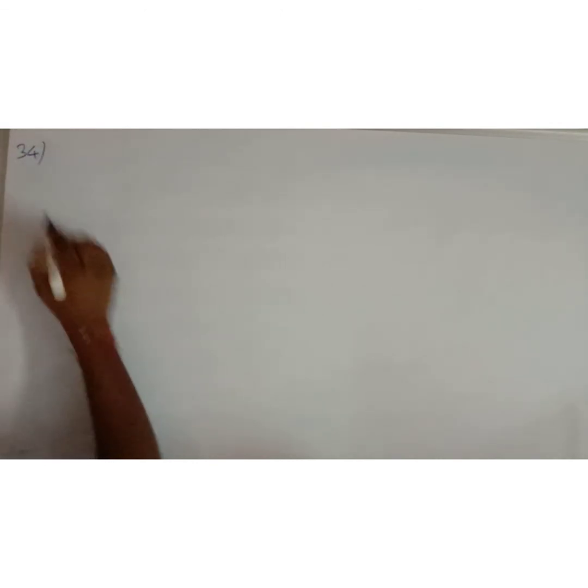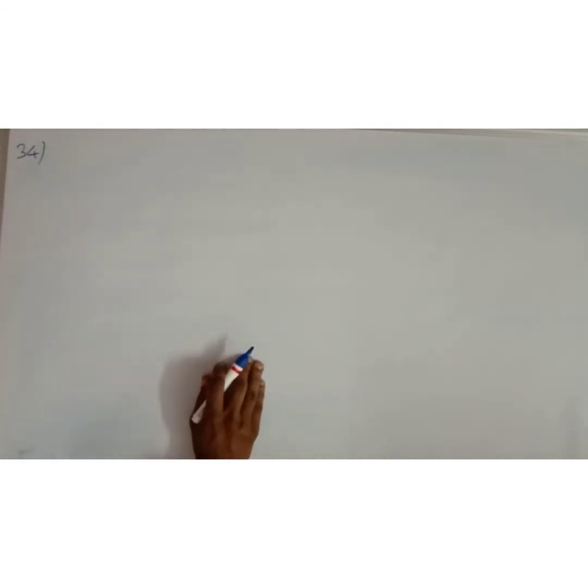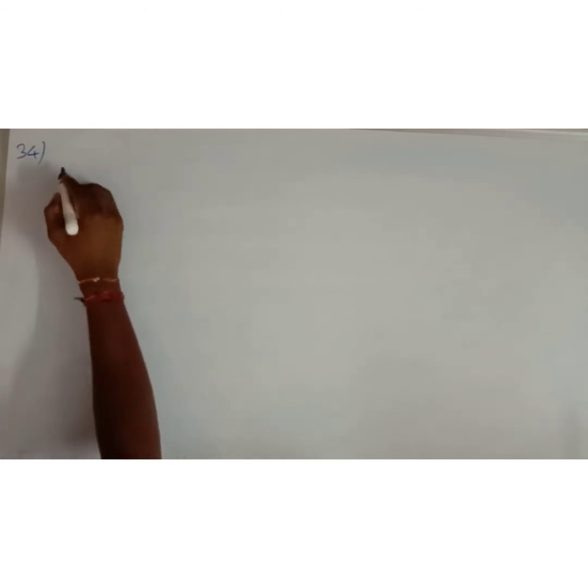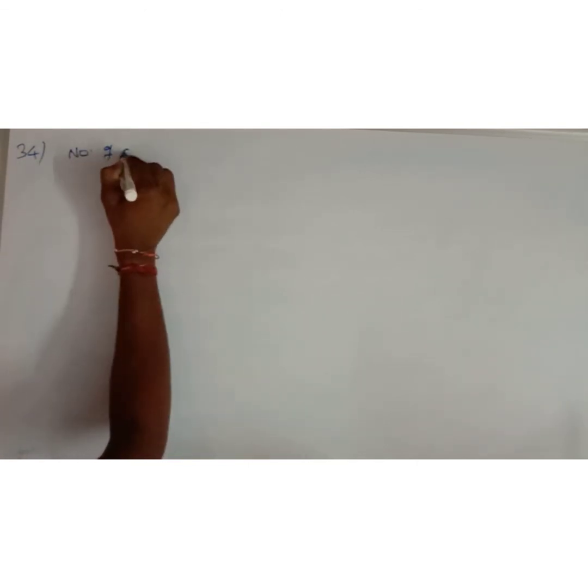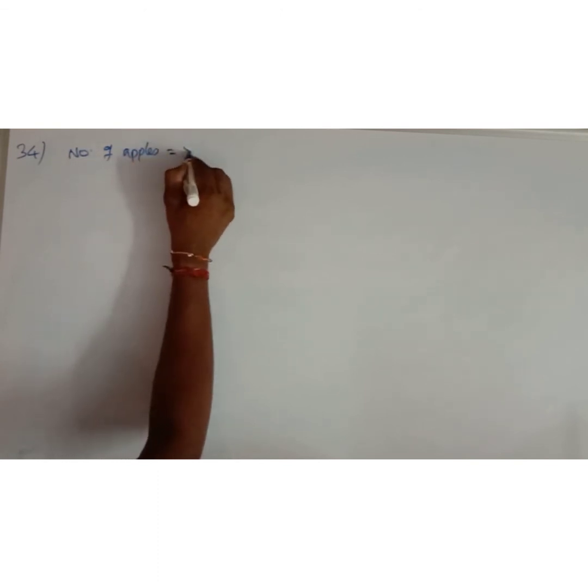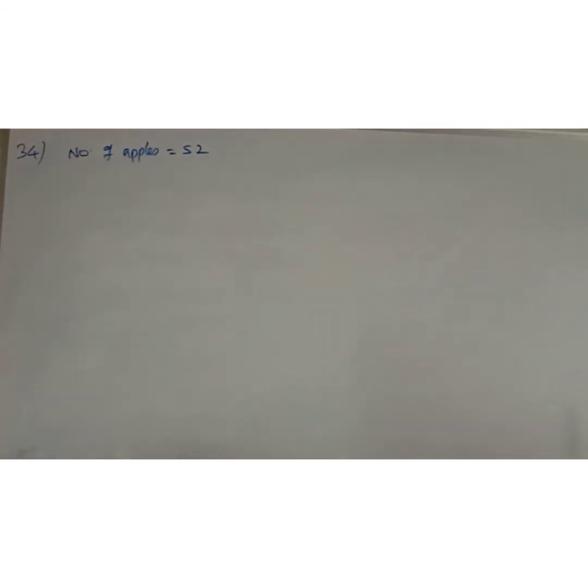So children, next is the 34th question. Here P, Q and R have to share 52 apples. The total number of apples is equal to 52. They have to share among 3 people, that is P, Q and R, such that P gets thrice as many apples as Q and Q gets thrice as many apples as R gets. Then find the number of apples. So here P has to get 3 times of Q and Q has to get 3 times of R. Then how many apples does Q get? That is the question.